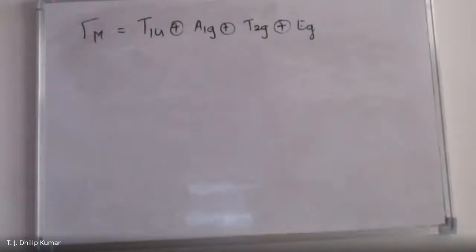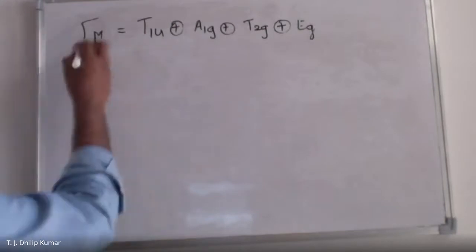Symmetries: T1U, A1G, T2G, and EG. Right. So we said we applied SAGO of ligands, symmetry adapted group orbitals. In that there are 18 orbitals we have drawn. In that 6 are sigma. Its composition we wrote. Sigma was for ligand. This is for metal.